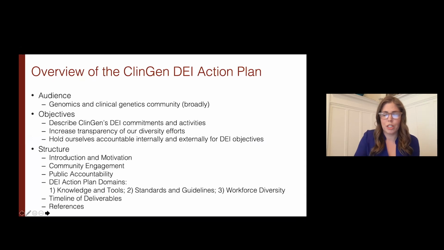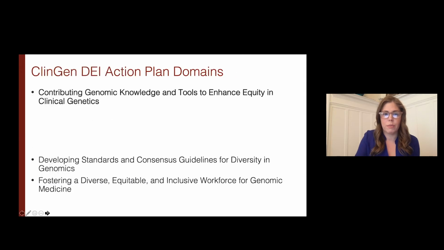So the structure of our action plan currently is an introduction and motivation, our discussion on community engagement, public accountability, and then 3 basic overall domains of DEI that we are aiming towards. The first is knowledge and tools. Next is standards and guidelines, and the third is workforce diversity. And then we have a timeline of deliverables and references.